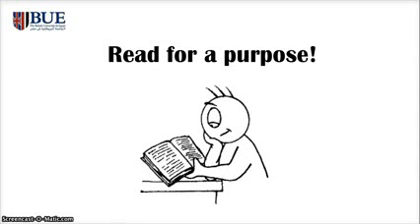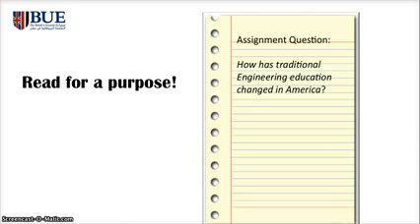When looking at sources, it is important to read for a purpose. When you begin to look at a text, consider what it is that you are looking for. Pay careful attention to your assignment question and consider how the text you have will help you find the answer. For this presentation, we will consider the question, how has traditional engineering education changed in America?